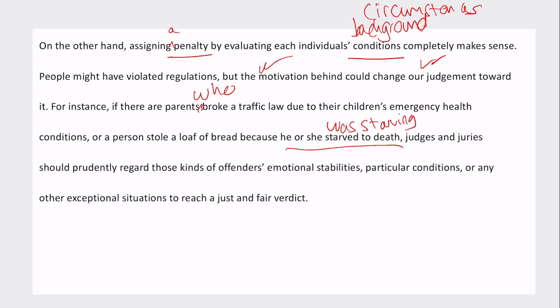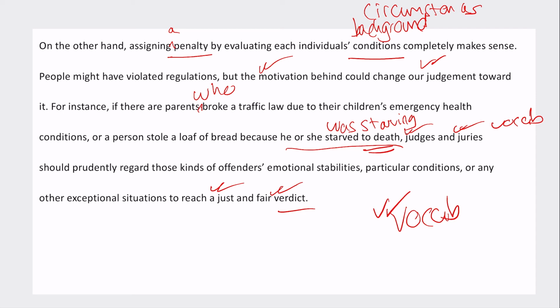If you starved to death, you're not stealing anything because you're dead. Judges and juries should prudently regard these kind of offenders' emotional stabilities. Judges and juries, nice vocabulary. Particular conditions or any other accessible situations to reach a just and fair verdict. Okay, again, verdict, nice vocabulary. Excellent vocabulary. Vocabulary, gold star. Nice vocab. This is well argued.